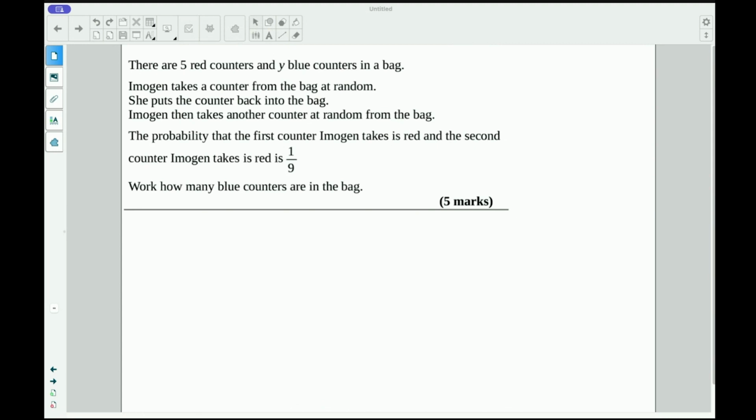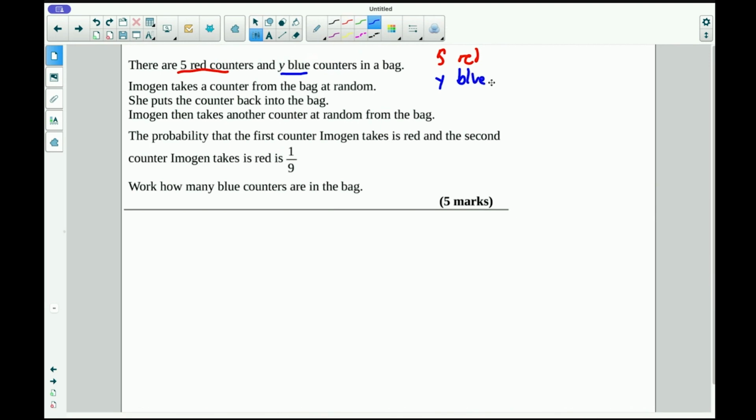Yeah. So let's start off by considering what we're working with first. How many total counters do we have? Okay. So we know that we have 5 red counters, and we've got y blue counters. So let's reiterate: 5 red, y blue. So that means that our total is just going to be 5 plus y. Okay, does that make sense? So our total number is just going to be 5 plus y, and that might have been where you guys got stuck first.